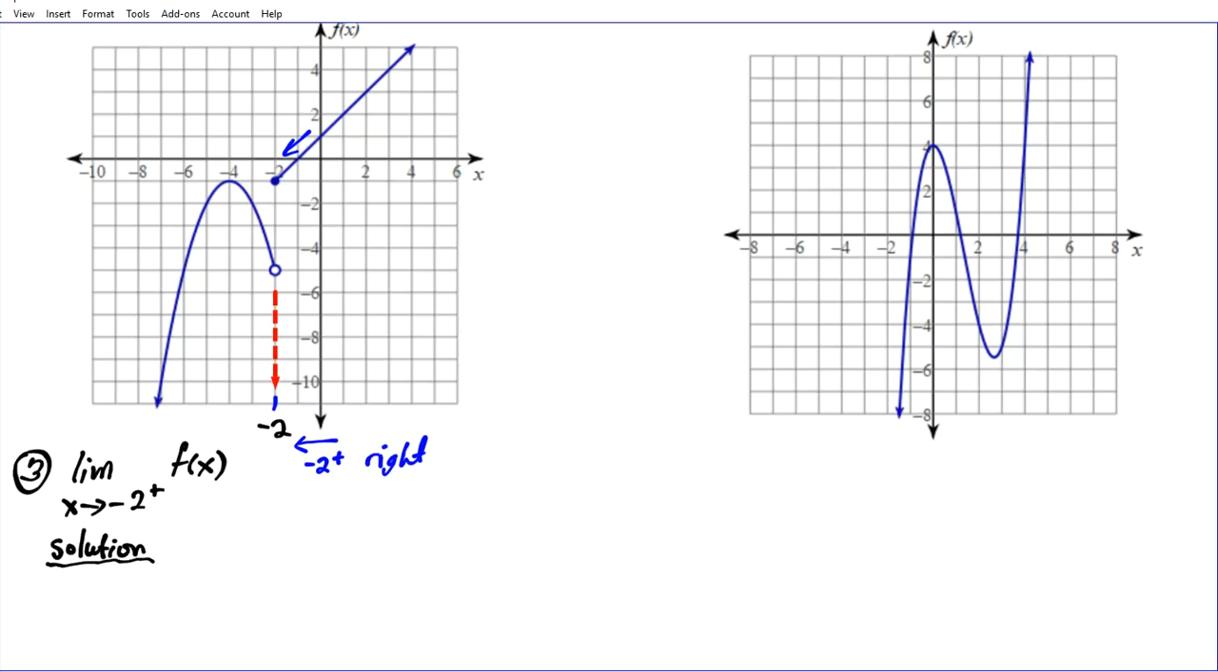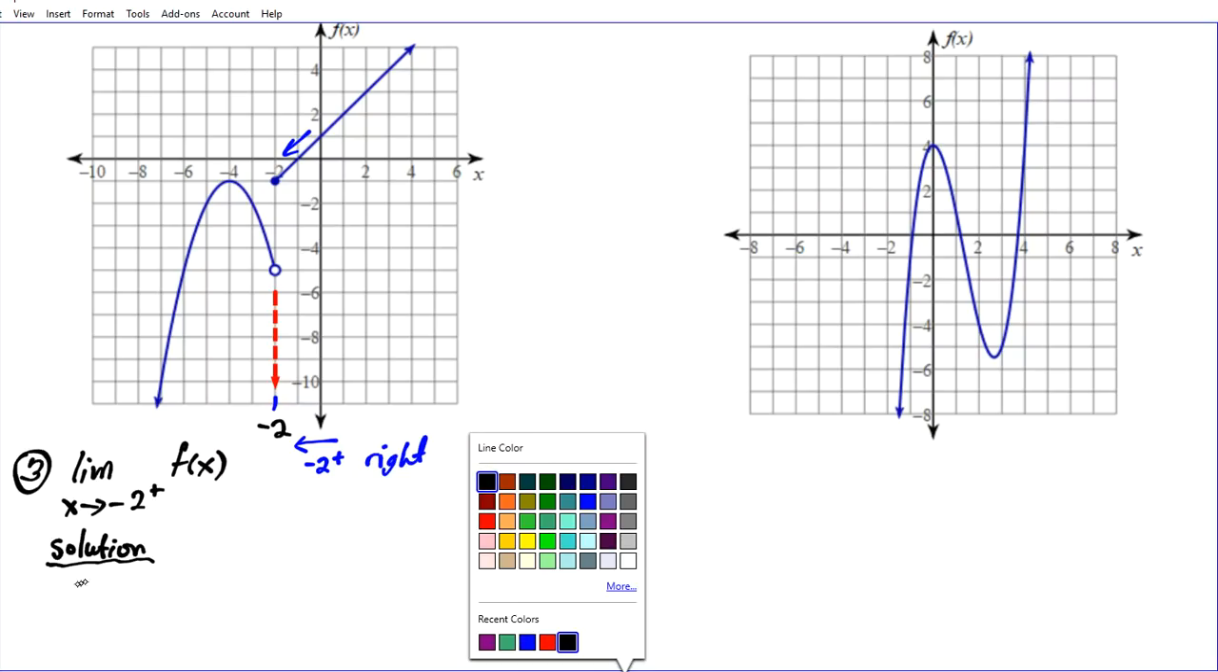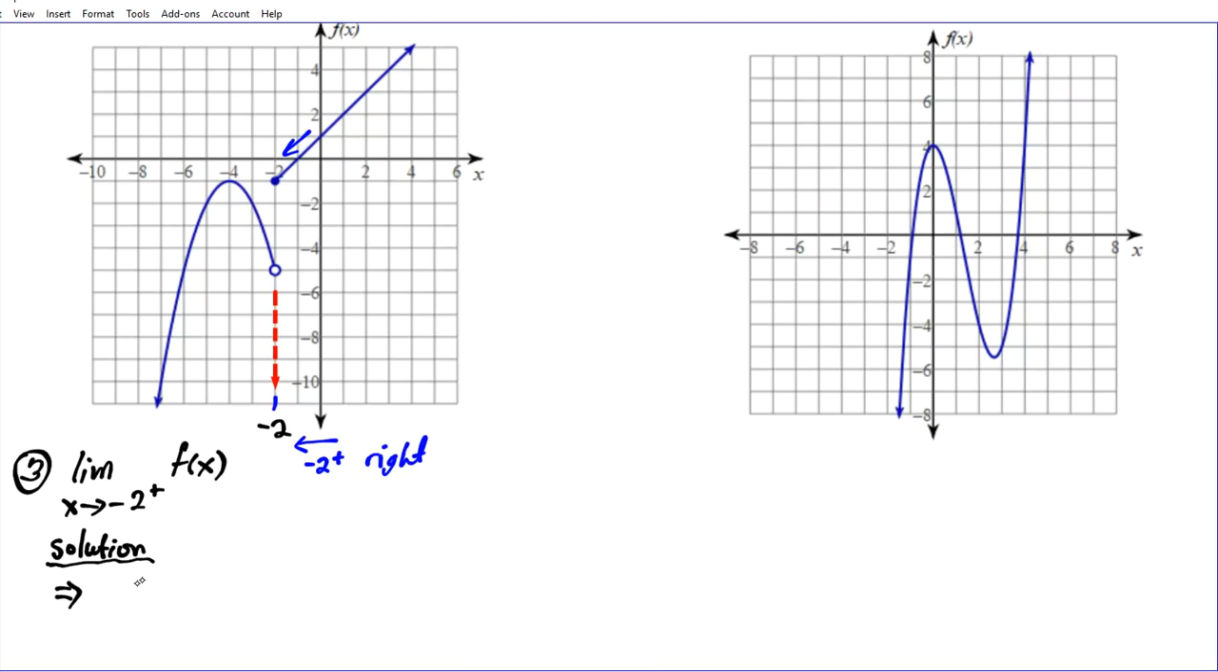So in this particular case, let's write it down. We are approaching the point, what are the coordinates of that point? We're approaching the point, I'm sorry, we're approaching the point -2, comma, -1. From the right.